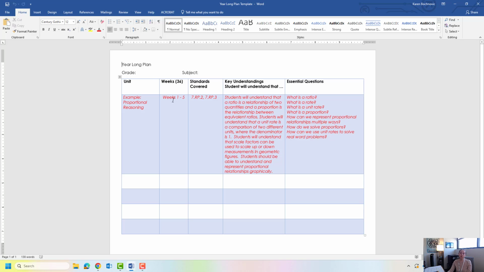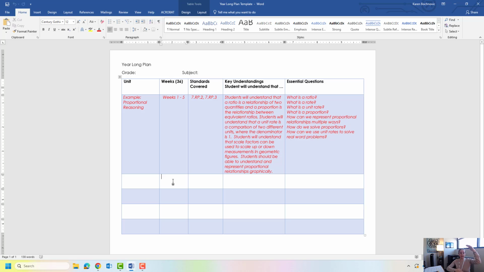Now typically a year-long plan, I would suggest somebody doing daily, but since we don't have the academic calendar for when you're going to be teaching, we're going to do it weekly. So let's say weeks 1 through 5, you're spending on your unit, which is proportional reasoning. And then I would come down here and do my next unit, and maybe that's weeks 6 through 8 or 6 through 10.